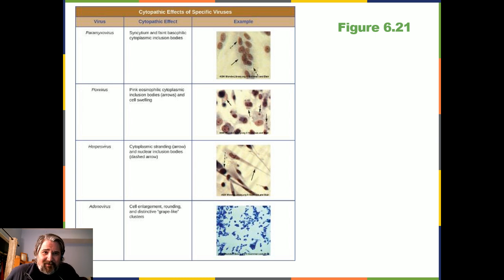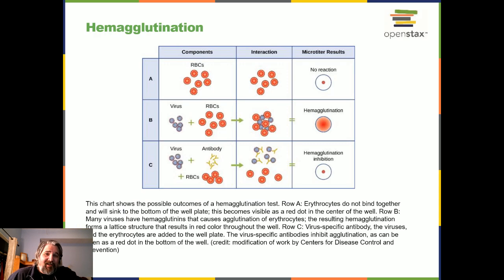HeLa cells can also be used to cultivate viruses. When a cell is infected by viruses, there tend to be characteristic changes in the morphology of the cell. These are called cytopathic effects, or CPE. Paramyxovirus will tend to cause syncytium and faint basophilic cytoplasmic inclusion bodies. Pox virus causes pink eosinophilic cytoplasmic inclusion bodies and cell swelling. Herpes virus causes cytoplasmic stranding and nuclear inclusion bodies, and adenovirus causes grape-like clusters, changing the arrangement too. That's also the point behind the pap smear. You're looking for cells that have been altered.